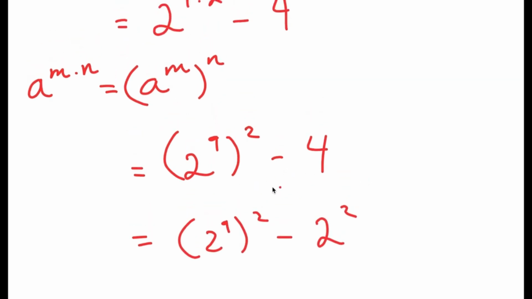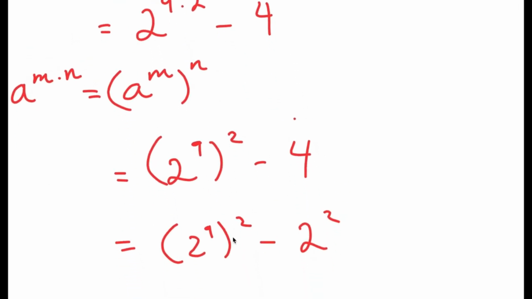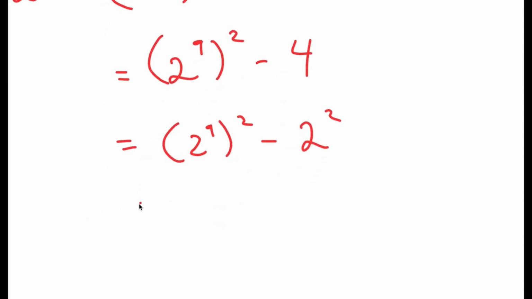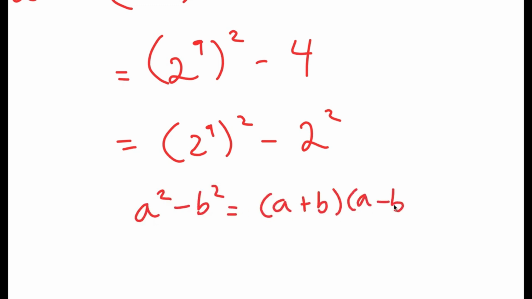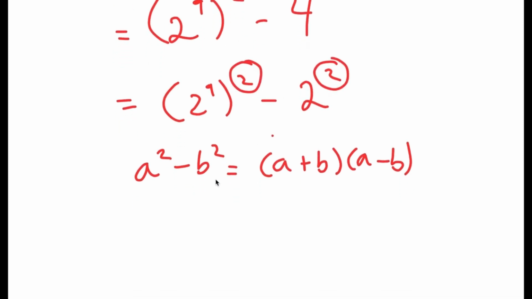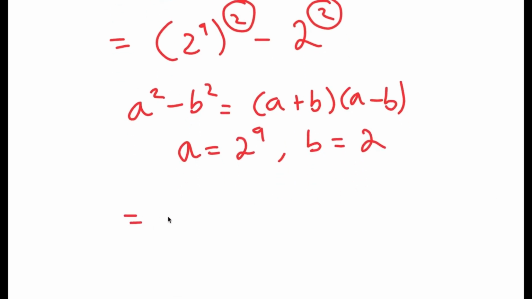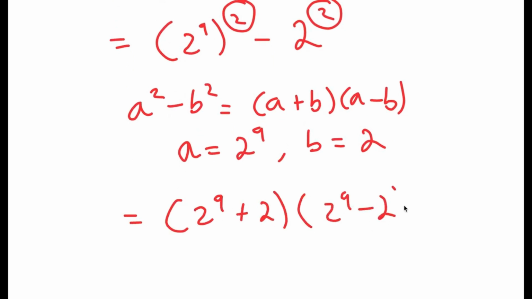Now the reason I did this and rewrote 2 to the power of 18 minus 4 as 2 to the power of 9 to the power of 2 minus 2 squared is because now I can use an algebraic property that states that if I have something in the form a squared minus b squared, this is equal to a plus b times a minus b. So that's why I rewrote 2 to the power of 18 as 2 to the power of 9 squared. I have a number squared, and that's why I rewrote 4 as 2 squared. So now, in this case, a is 2 to the power of 9, and b is 2. So I get 2 to the power of 9 plus 2 times 2 to the power of 9 minus 2.